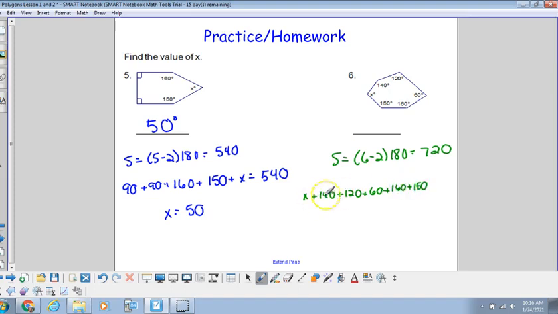Let me make sure I got them all. 1, 2, 3, 4, 5, 6. And that sum adds up to be 720 degrees. You can do the algebra on that, or you can plug it into Desmos. But either way, you should be getting that x is 90.